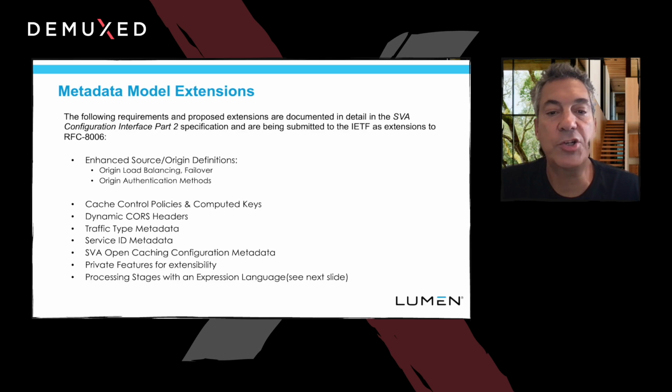We added a bunch of cache control policies, negative cache control, cache overrides, ways to dynamically compute cache keys. Mechanisms to dynamically generate CORS headers. Certainly in the CDN environment, that's an important feature. Definitions of traffic types like live and VOD and catch up that hint the CDN towards certain behaviors. Service IDs. As I mentioned, the SVA open caching layer had its own configuration needs, mostly around moving capacity and footprint information around. Private features allow for extensibility. And the biggest thing we added was a whole processing stage model and expression language.